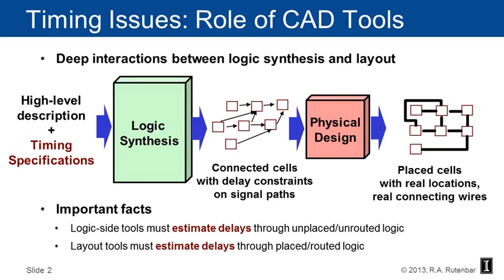How fast can this thing go? And there's some important facts. The logic side tools have to be able to estimate the delays through unplaced and unrouted logic. So it's often the case that they're going to be using very crude models of what's happening with respect to the geometry aspects of the design. But once you actually have layout, or even rough or approximate layout, you can actually estimate the delays through not only the logic, but also some models of the wires that connect them. And so for both the logic side and the physical side, being able to ask questions of timing is a really very important thing.